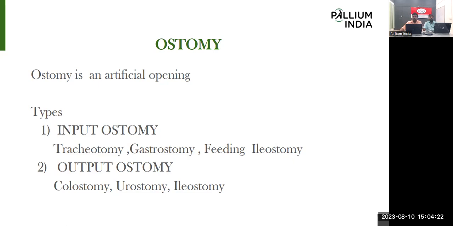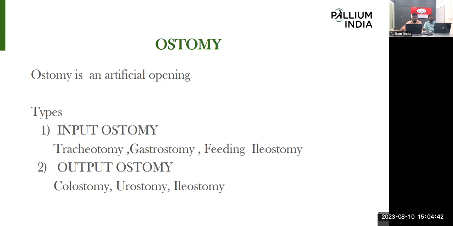But a permanent ostomy means that in some disease conditions, we permanently remove part of an organ or the complete organ. So the normal orifice pathway cannot be used. In that situation, we surgically make an ostomy on a permanent basis.